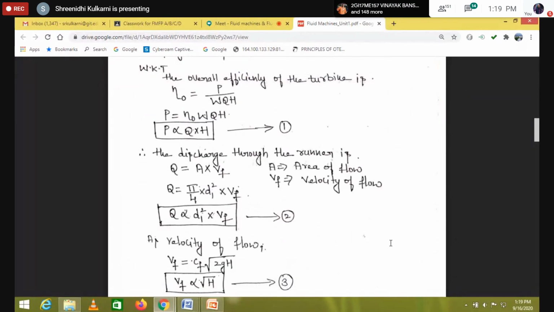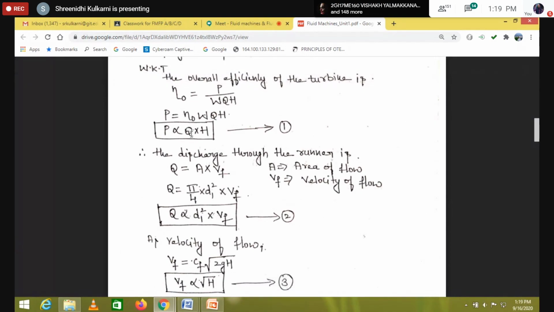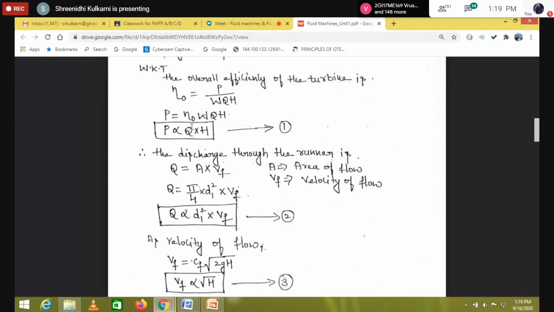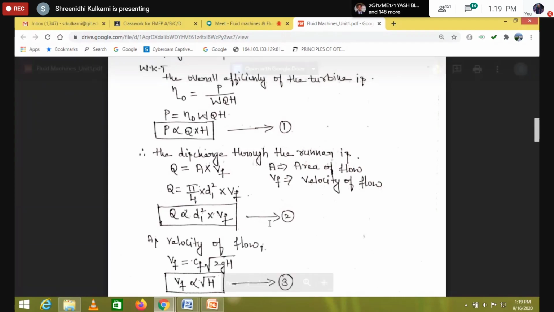Next, if you know equation 1, in this equation 1 we want to know what is Q and what is H. For this we have to do some circus here. Later once you know Q and H, then we have to substitute in equation 1. So we will get the specific speed of a turbine.